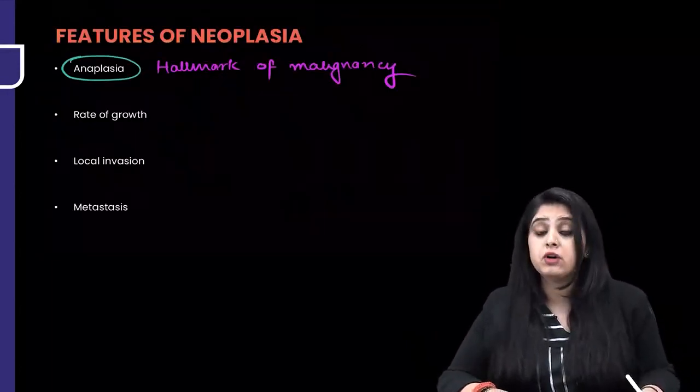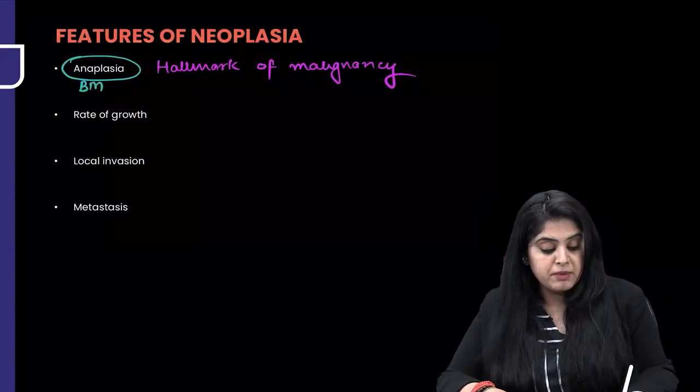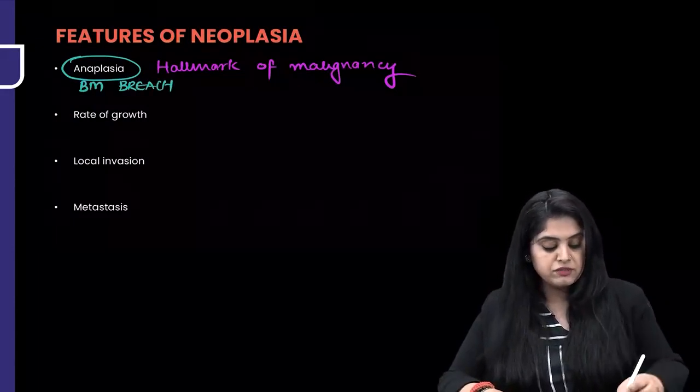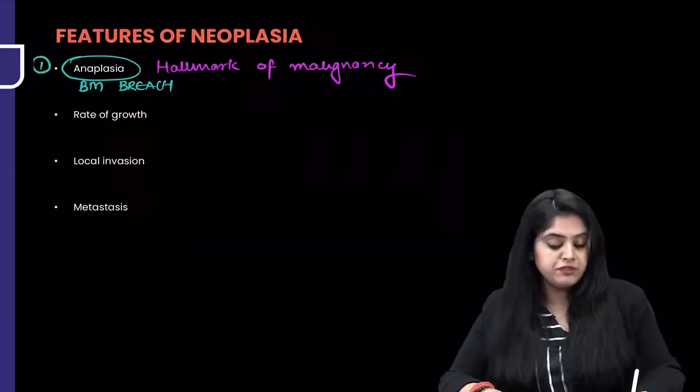It is the hallmark, because there is going to be a basement membrane breach that you will be noticing over here. Now coming to the next feature, this was feature number 1. What is feature number 2? Feature number 2 is rate of growth.